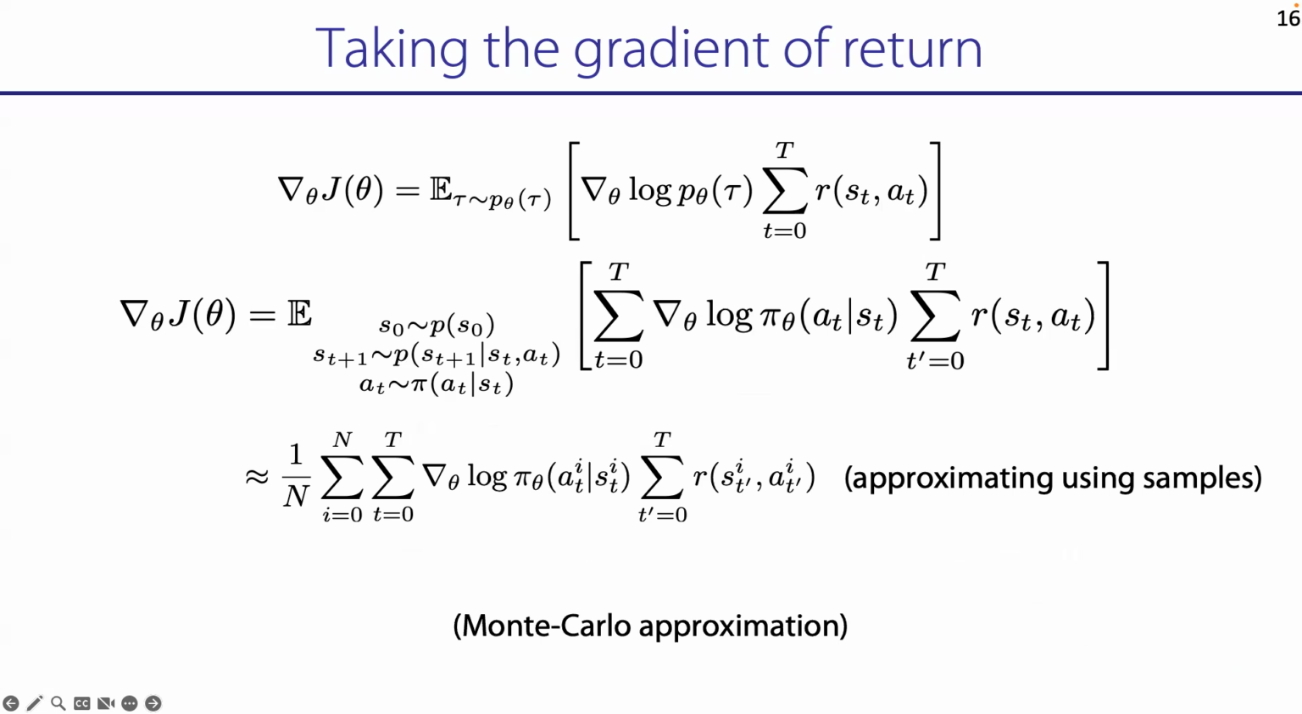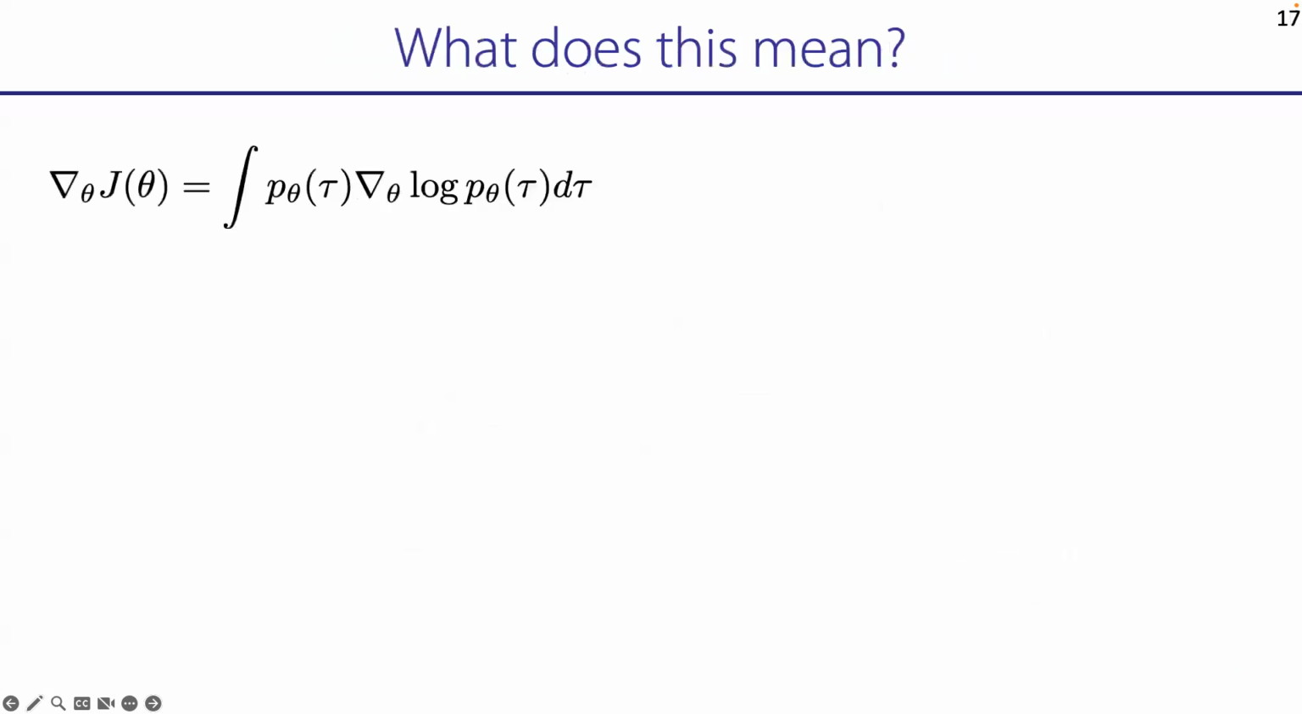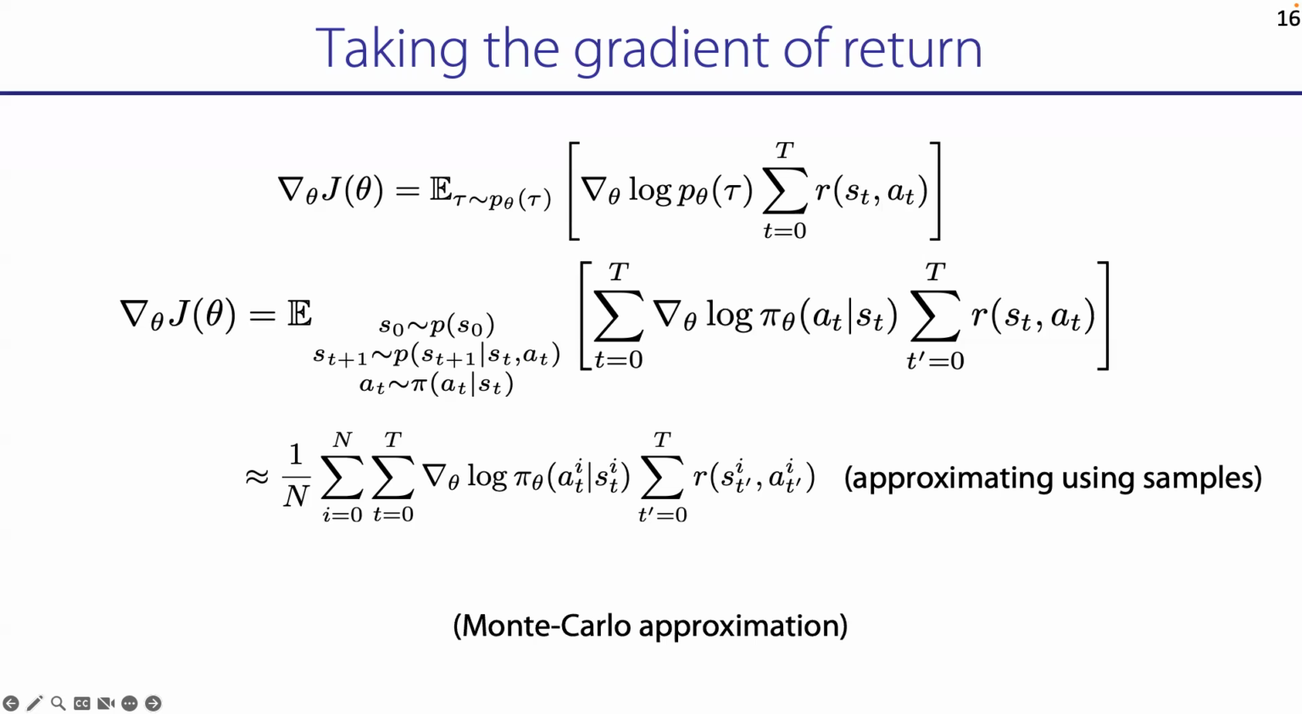So you're using a Monte Carlo approximation, and it's something you can just implement. It's not that different from supervised learning, as we'll see, but you can implement it. But the important thing is that you have to draw samples under your latest policy. You can't just draw samples from another policy.